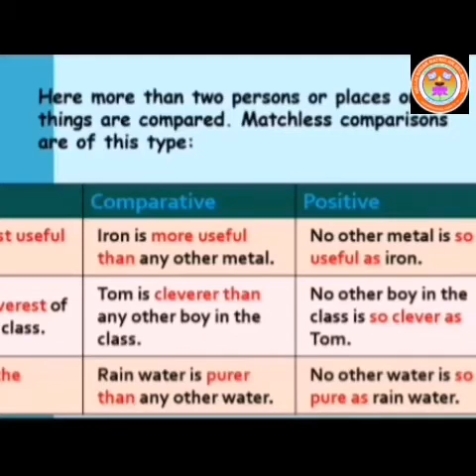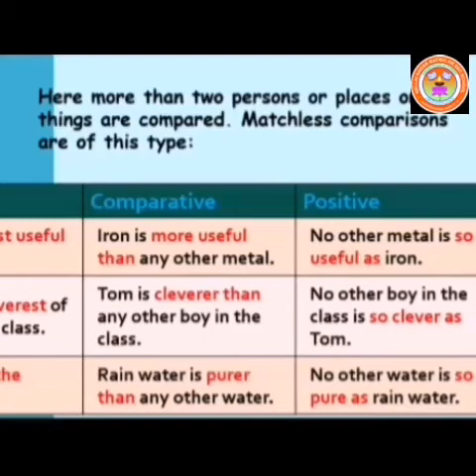Okay, words of more than two syllables will take "more" in front of their adjective to form the comparative. And one more thing, in that case we will be adding one more word, that is "than". Then coming to the superlative form, see here, "most useful". Like "more", in the superlative form we use "most". And we have got one clue word, that is the article "the".